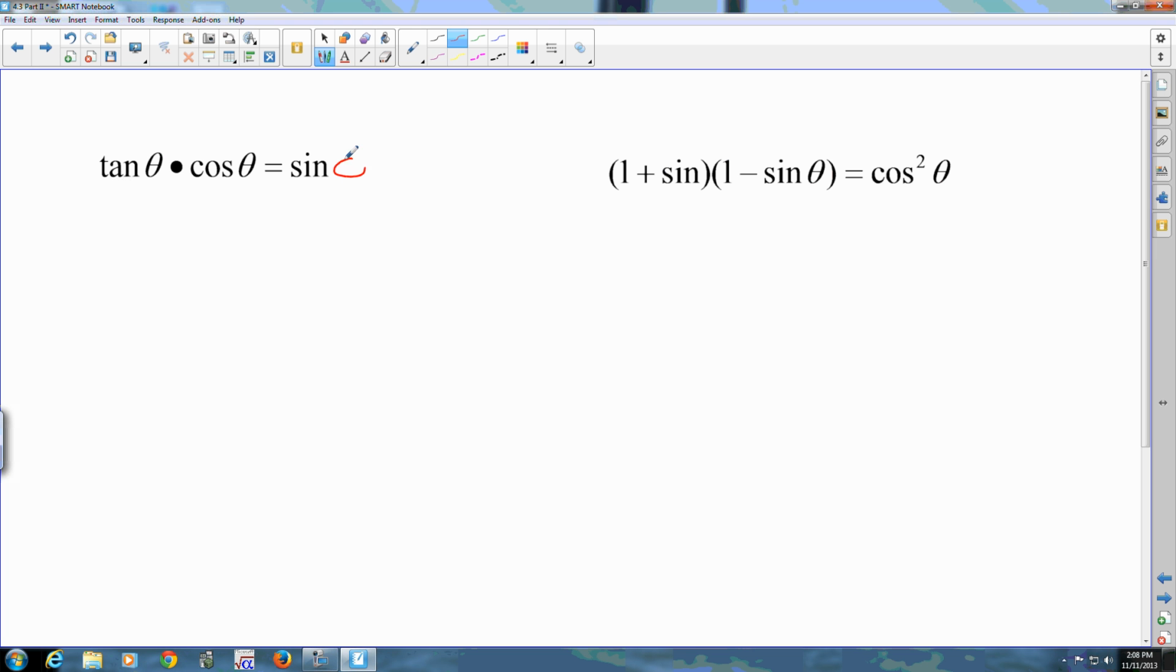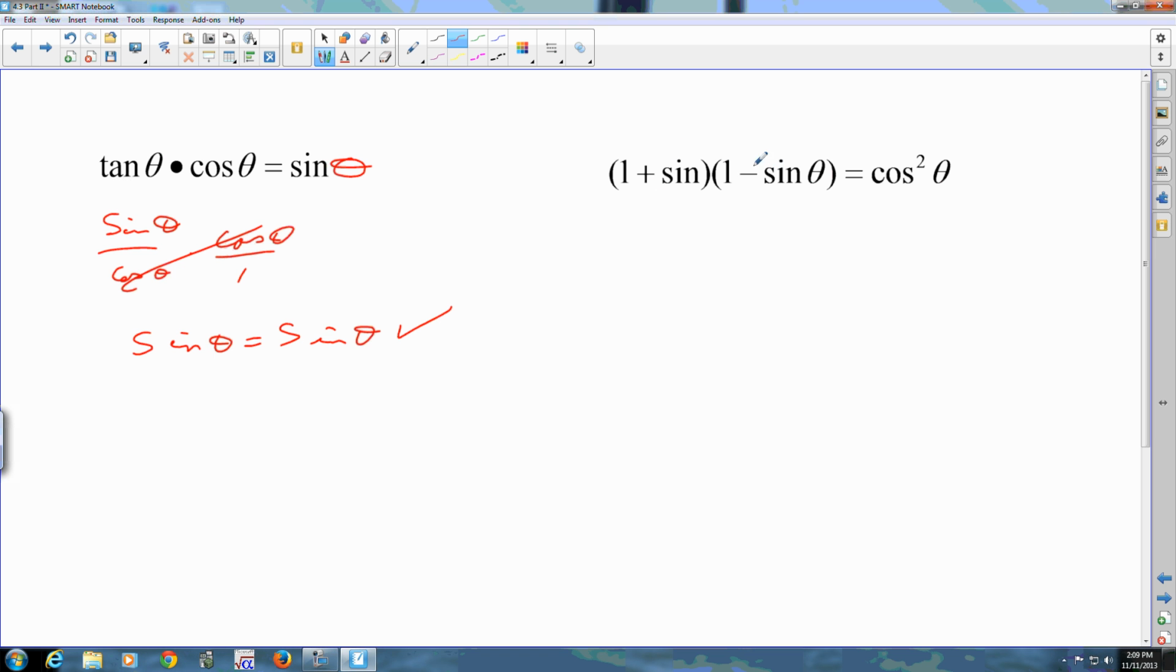Oops, looks like I forgot a theta on that one. Tangent, sine of theta over cosine theta times cosine theta over 1. Cosines cancel, and you got sine of theta equals, whoops, I don't know what I was thinking. Obviously wasn't. Sine of theta as required.